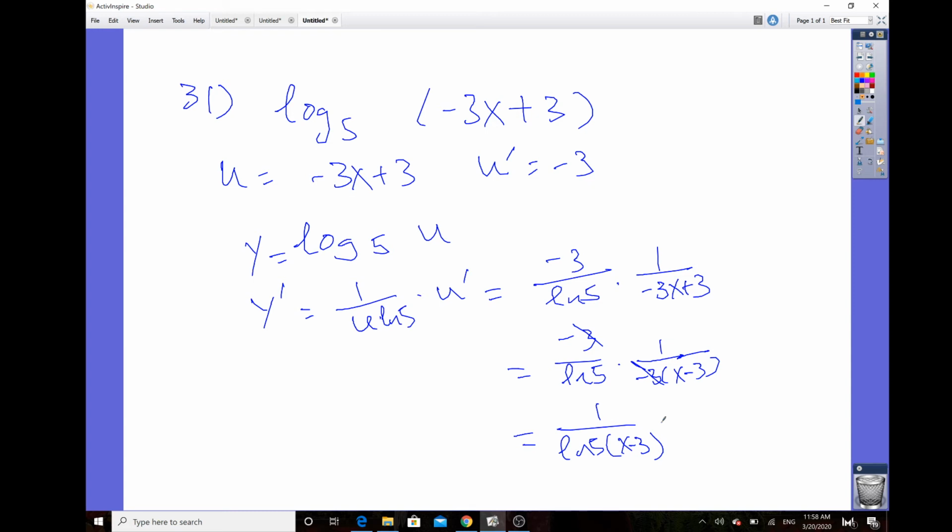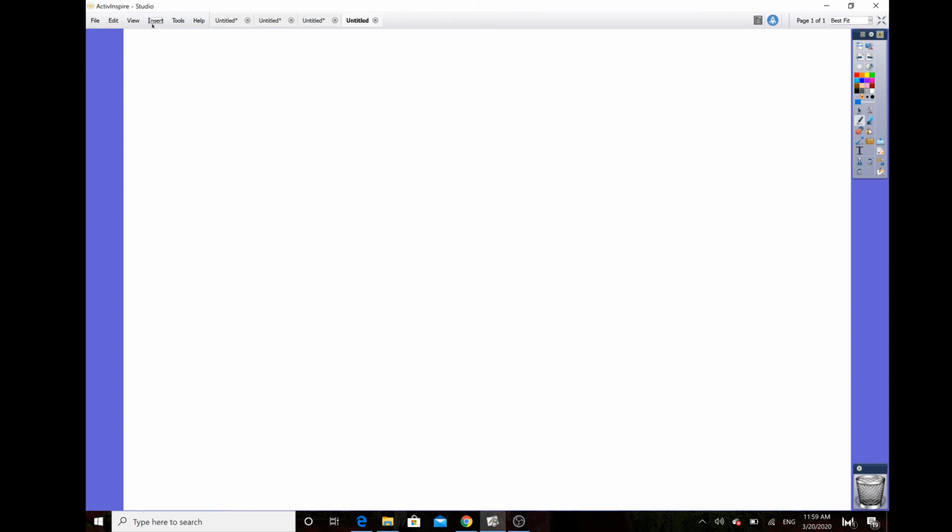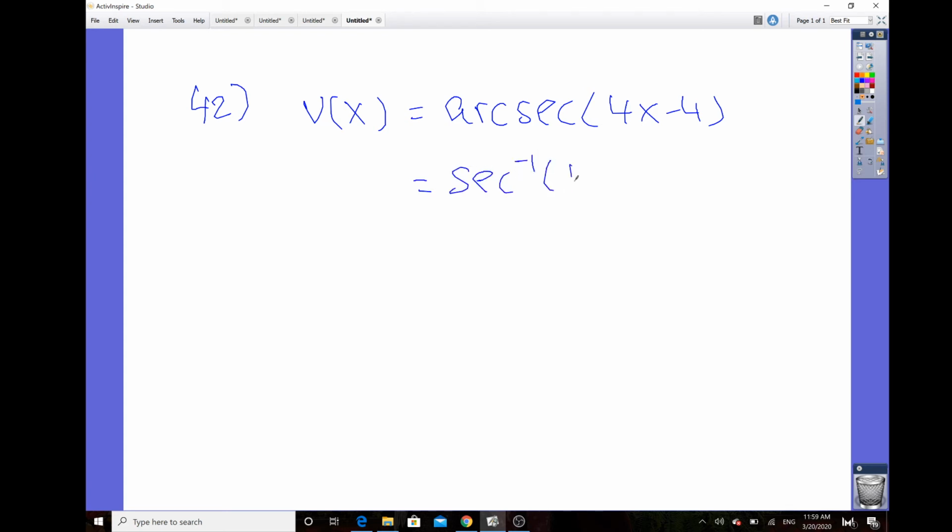Okay, so now let's see what else we have. So the next one, 42. Okay, number 42. Okay, that's something you guys always struggle with. So that's the inverse trig function. So for number 42, given that v of x is given as arc secant of 4x minus 4, you may notice that arc secant is just the inverse of secant of 4x minus 4.